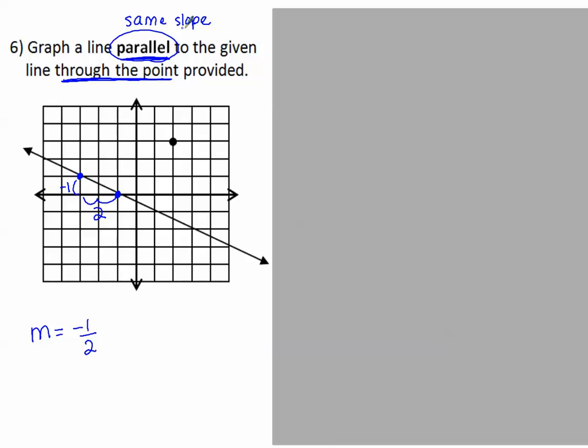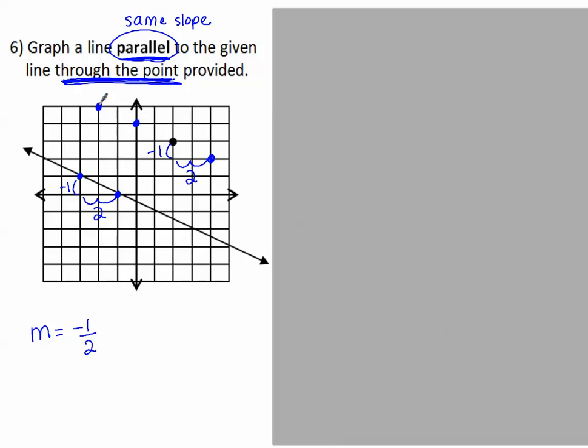So if we need the same slope, we're going to count the same using this point. Remember, it says through the point. So I'm going to start at my point and do the same thing I did here. Go down 1 and over 2. And that'll give me a new point. Now it looks like I've run out of room going this way, so I'm going to make sure I get enough points and do my slope backwards. So if it was down 1 and over 2, then I'm just going to have to go over 2 and up 1. Over 2 and up 1.